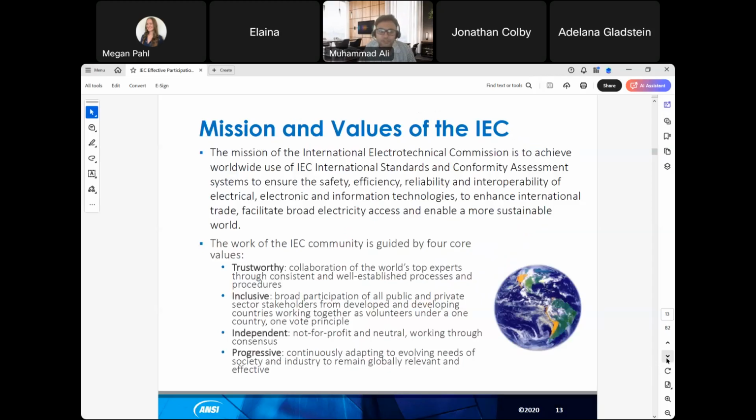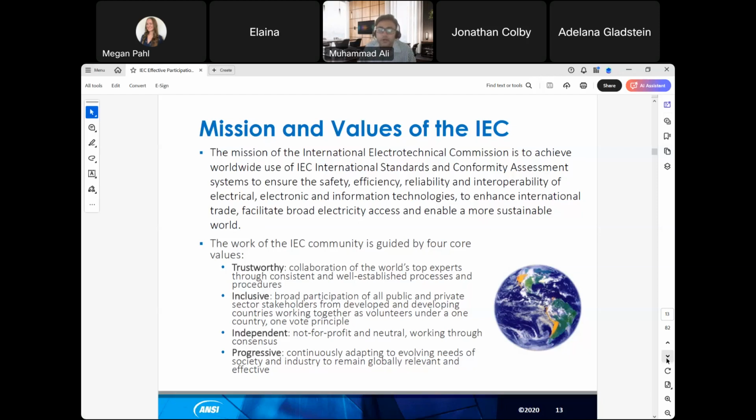Yeah, so the mission and values of IEC. As I noted on my first slide, the IEC is really there to serve the needs of the electrotechnology community, right? So it develops worldwide standards that are used by countries all over the world that not only ensure the safety, efficiency, reliability, and interoperability of electrical, electronic, and information technology, but also enhance international trade, facilitate broader access, and in general, enable a more sustainable world that we live in.